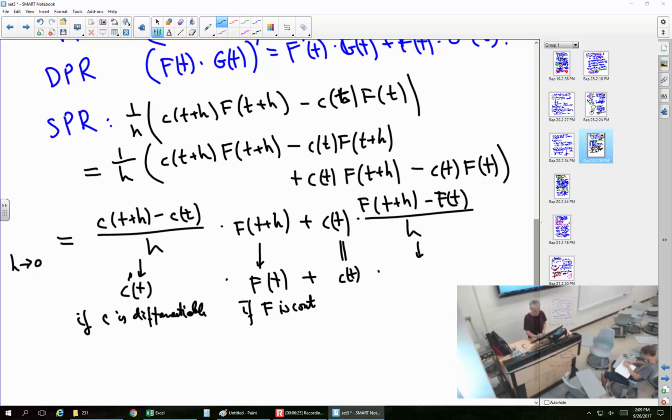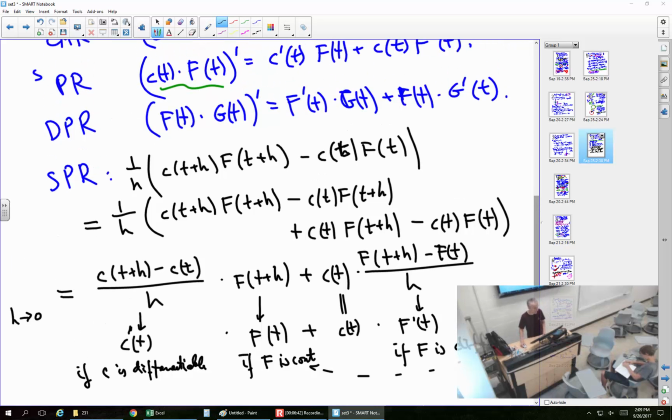Just F prime of t. Once again, we have to require that F capital is differentiable. As you can see, differentiable requires continuity. So we actually need only differentiability of the two functions.